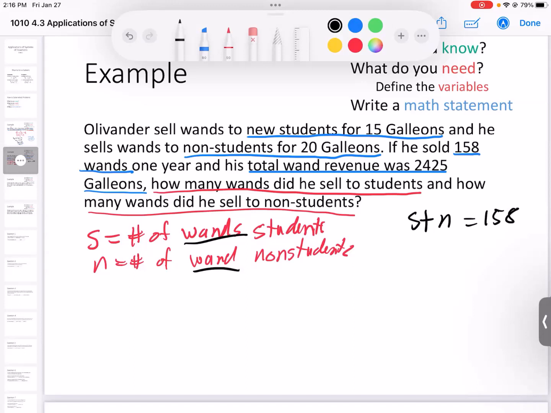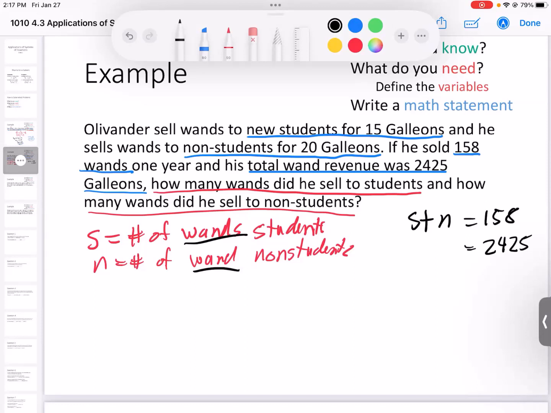And then if I look at the other information I'm given, I know that students get wands for 15 galleons, non-students get 20, and his total revenue was 2,425 galleons. So I'm going to start off with that total, because that's a good place to start with an equation. So this is the total amount of money he made, but how did he make that money? Well, he sold wands to students, and he also sold wands to non-students. So the things we're going to add here is the money he got from students and the money he got from non-students.